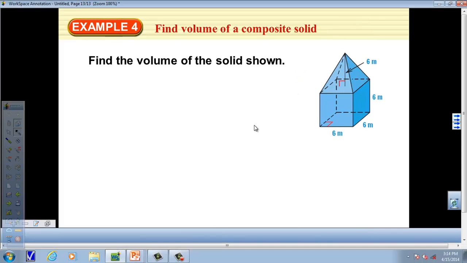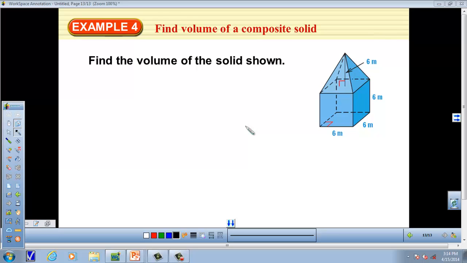All right, here's another one where it's two different shapes together. So we have to find the volume of each part and then add them together. So let's call this top part right here volume 1, and we'll call this cube down at the bottom volume 2.